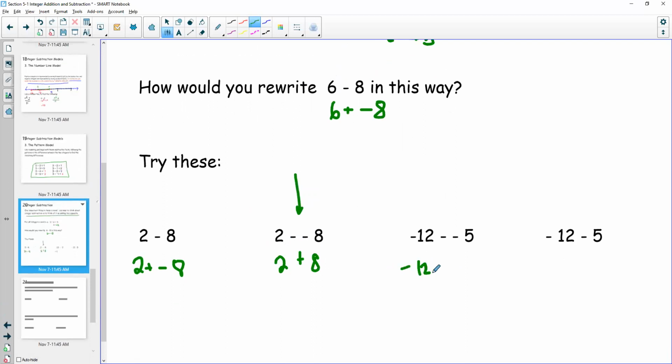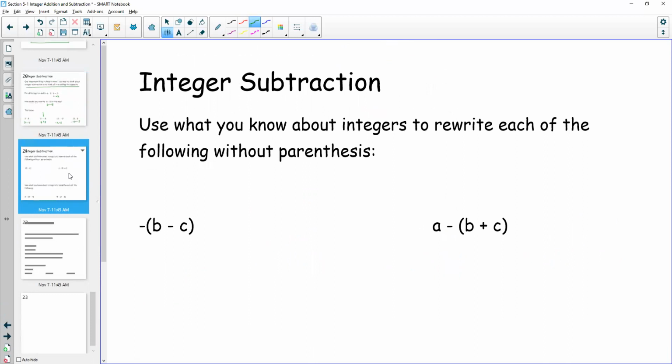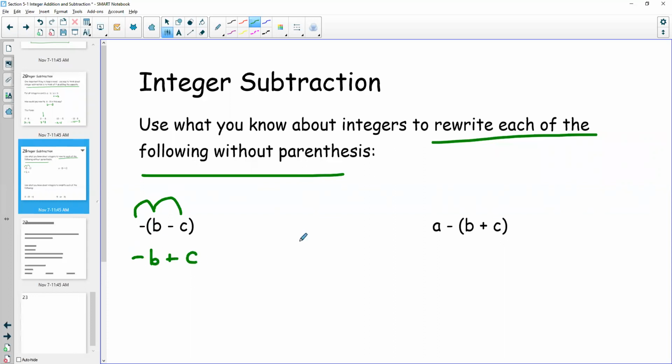-12 minus a -5. I'm adding the opposite, so I'm going to add 5. -12 minus 5 is going to be -12 plus a -5. Okay. All right. Almost there. We can rewrite these examples here without parentheses. So really all we do is distribute this negative here. So this becomes a -b plus c. What does this guy become? Well, a, distribute the negative, minus b minus c.